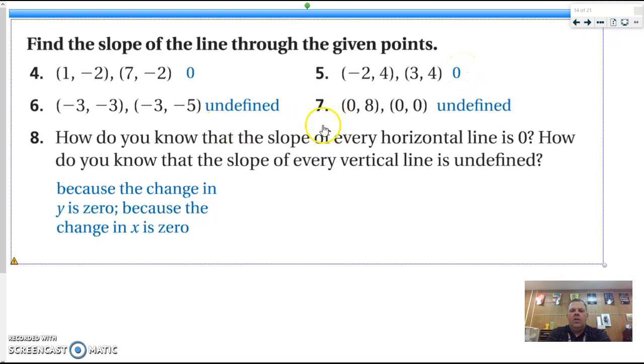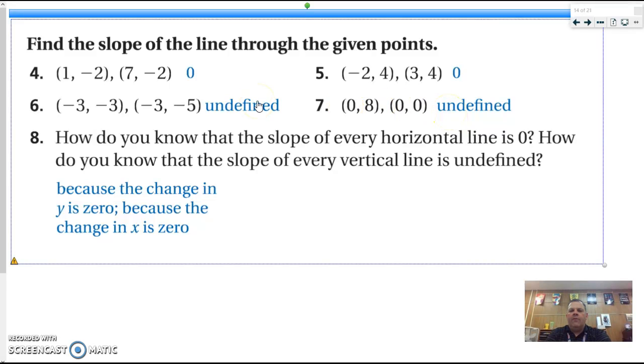In 6 and 7, we see that the x terms are the same. Since we are subtracting x terms, we will get 0 on the bottom, thus our answer is undefined. Exactly the same in number 7. Both x terms are the same. We know it is undefined as well.